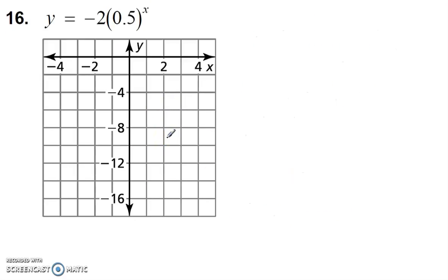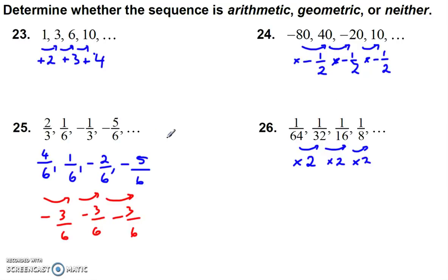Okay. Same procedure for number 16. And here, determine whether they're arithmetic, geometric, or neither. We want to see, is there a common difference or is there a common ratio? Here we're adding, but we're adding 2, then we're adding 3, then we're adding 4. We're not doing times 2 or times 3 or anything like that. So this is neither.